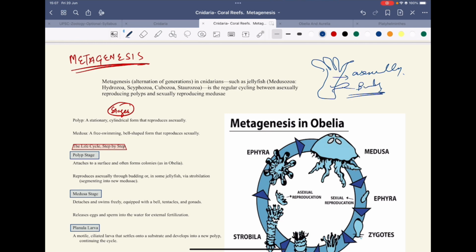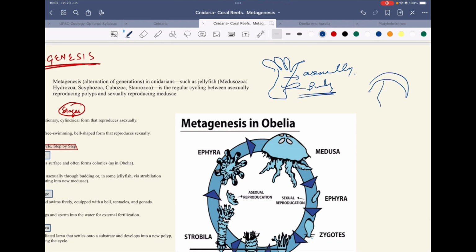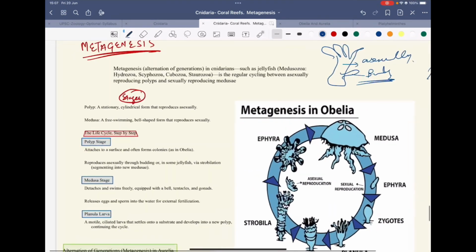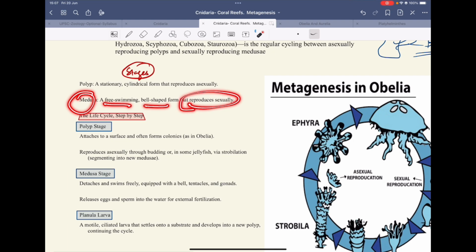So the polyp that reproduces asexually transforms into the medusa. They give rise to medusa, which is a sexual form. So this transition between the asexual and sexual form is called metagenesis. First of all, you need to know that there are two stages: the polyp and medusa. Polyp is stationary, cylindrical, and it reproduces asexually. Then medusa is free swimming, bell shaped, and it reproduces sexually.